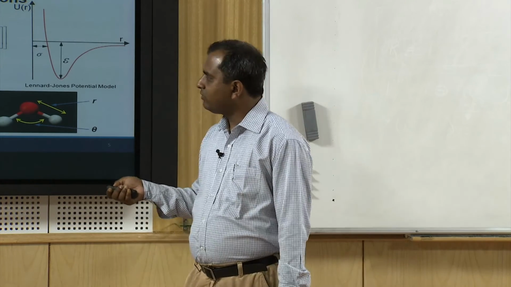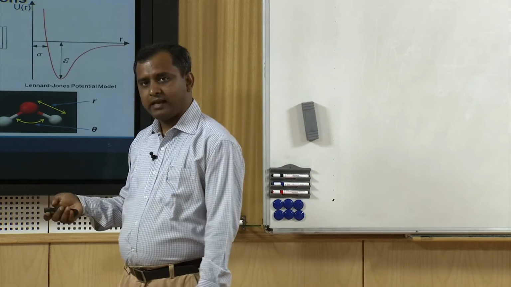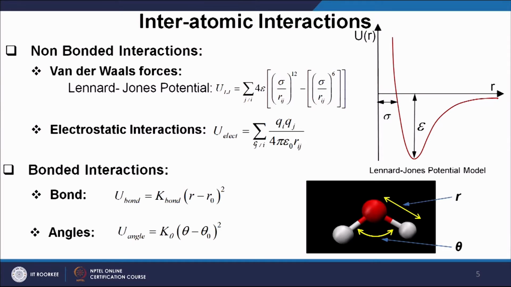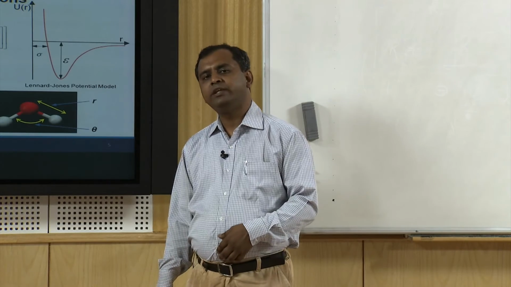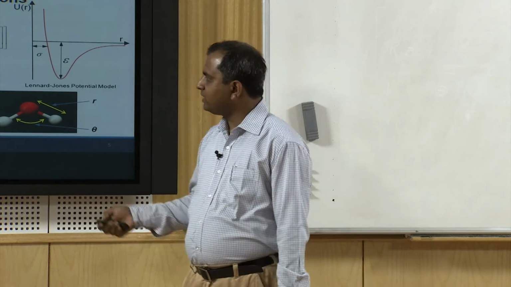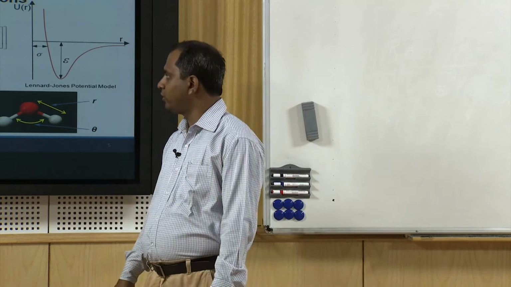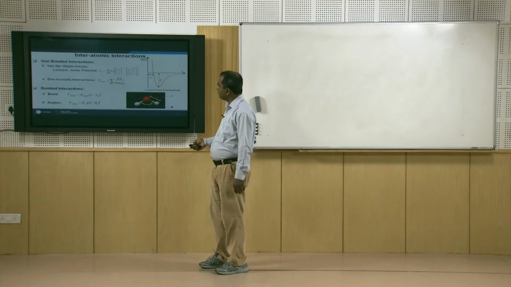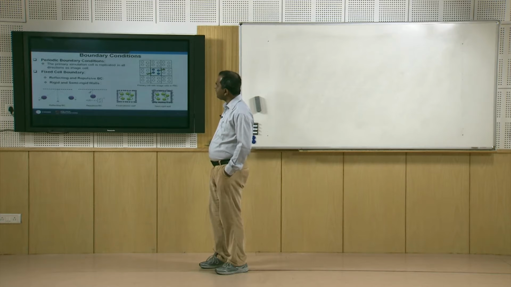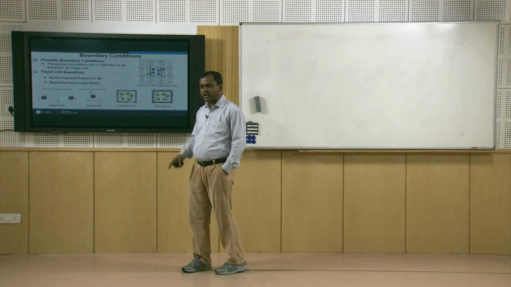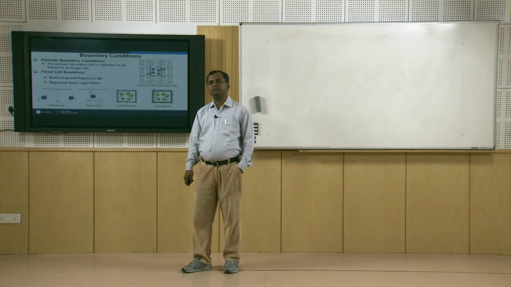Similarly, for torsion we can write down U angle equals k theta times (theta minus theta naught) whole squared. Here also theta naught is the nominal angle in case of equilibrium between the bonds, and k theta is once again a constant that can be found from chemical properties of the molecules. Next, apart from this, as shown in the other block, we need to give the boundary conditions.